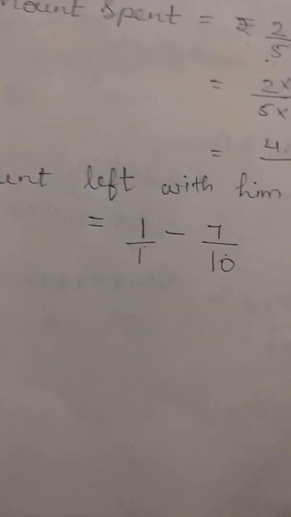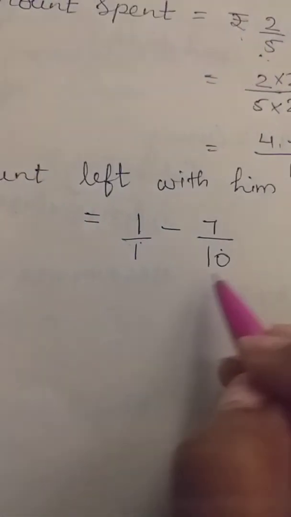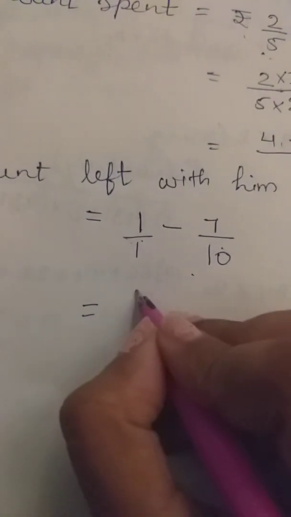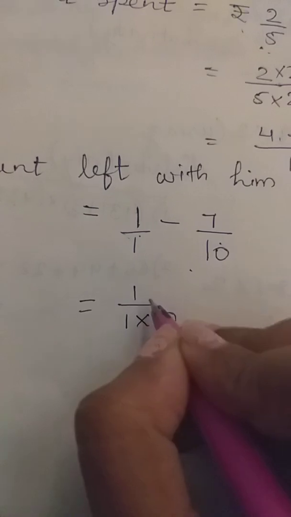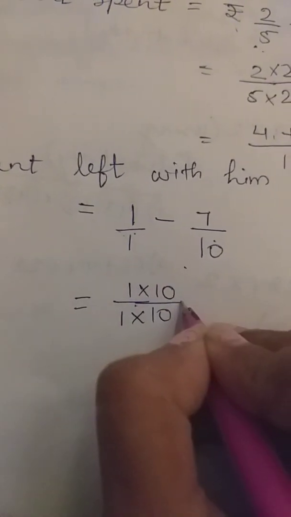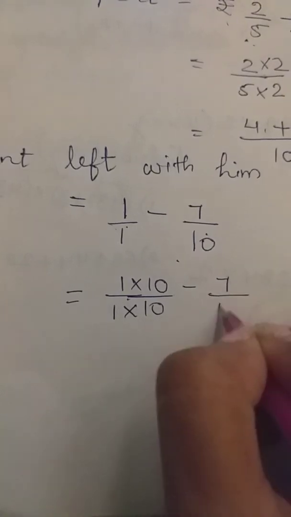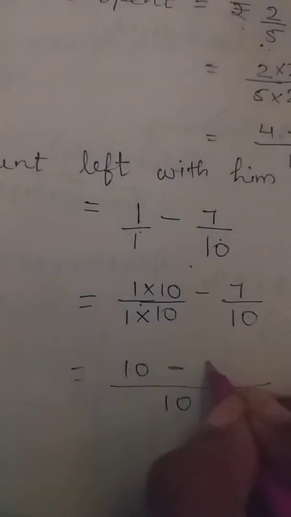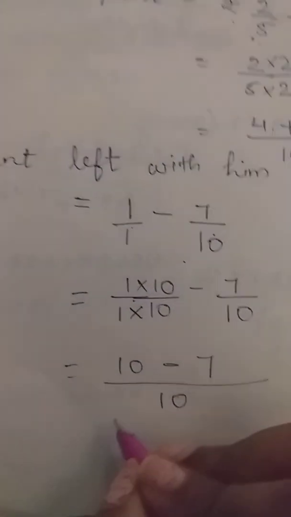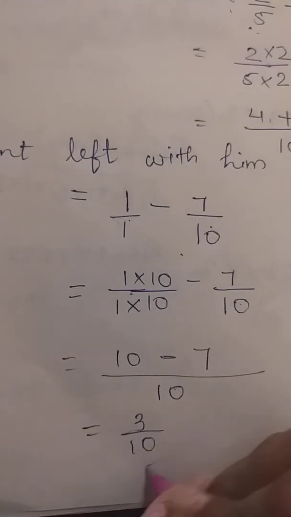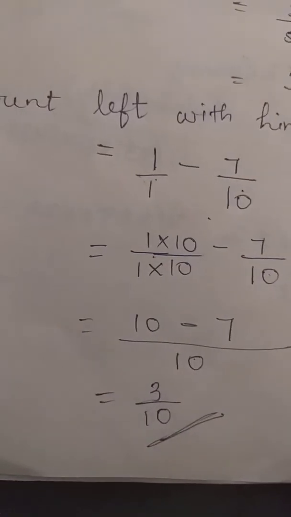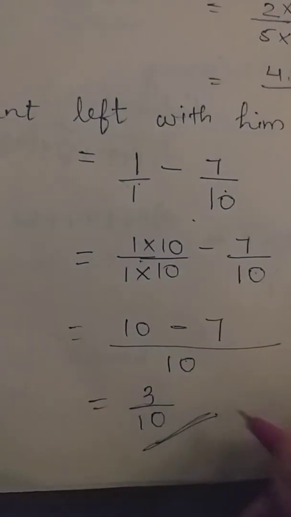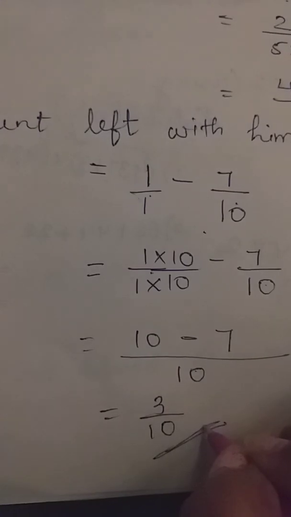Here nothing, so denominator consider it as 1. Now unlike fraction, convert into like fraction by making the denominator same using LCM. So LCM is 10. So both numerator as well as denominator will be multiplied by 10. Now 10 ones are 10. Here denominator common, minus 7. So 10 minus 7, 3 by 10. Here this is a proper fraction, so we'll keep the number like this. In fraction, the amount left with him is 3 by 10 of his total amount. So let's continue with the next question.